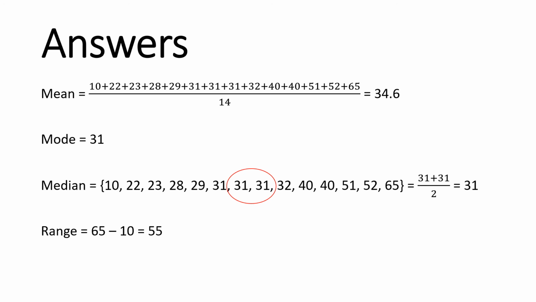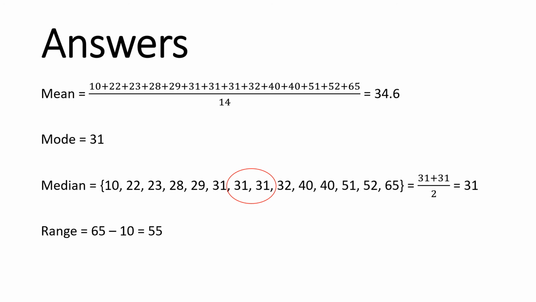To calculate the median, ensure that you have listed your data from smallest to highest. Once you do that, you can see that there are 2 pieces of data in the middle, 31 and 31. So we take the average of those pieces of data, 31 plus 31 divided by 2 equals 31.